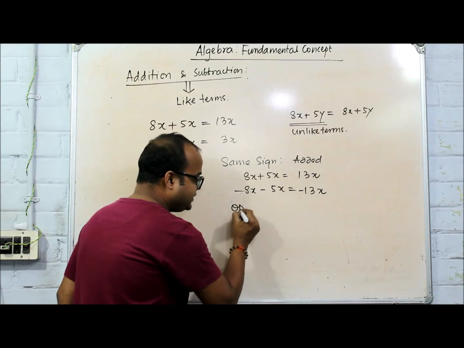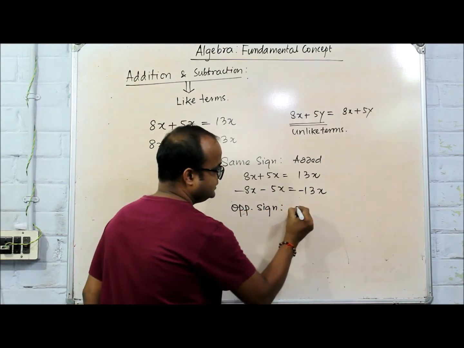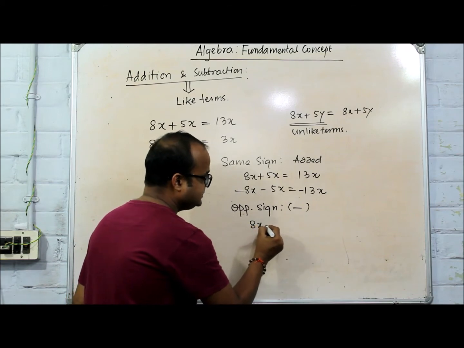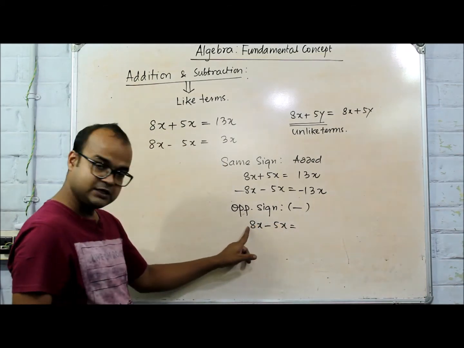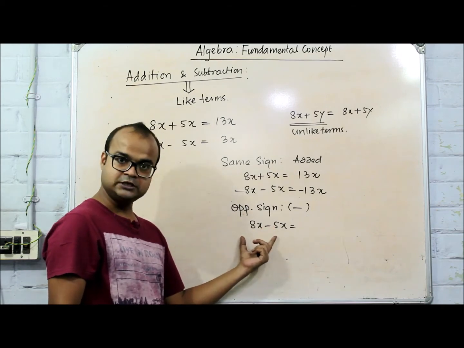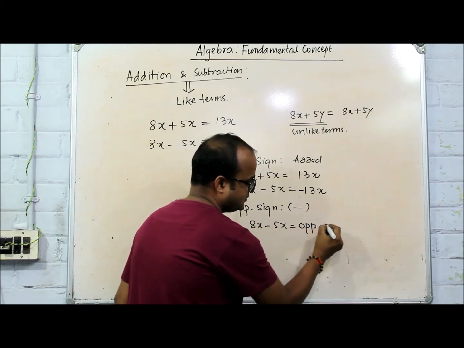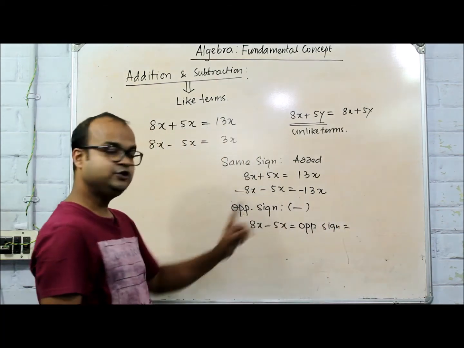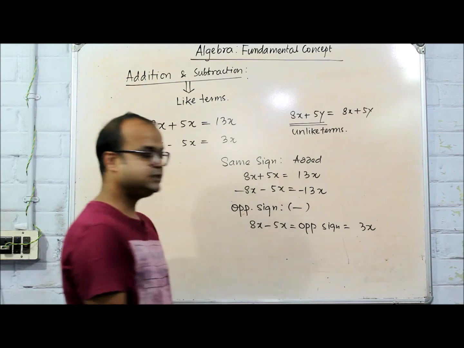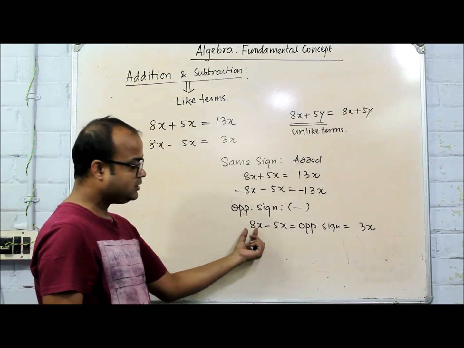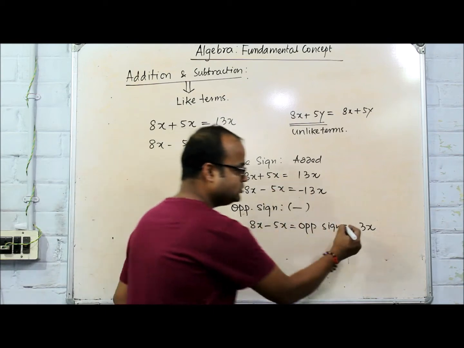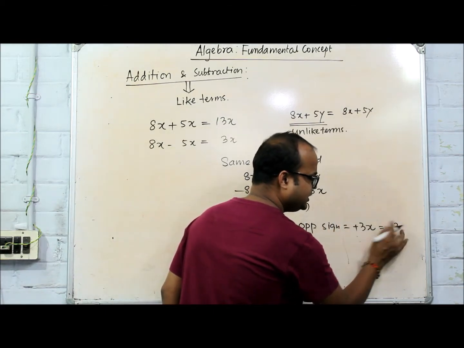Now, if they are opposite sign, we need to subtract. Suppose, for example, 8x minus 5x. The sign of this term is plus, sign of 5x is minus, opposite sign, so we need to subtract. 8 minus 5 is equal to 3, so result is 3x. Now, which is a bigger number? 8 is a bigger number. What is the sign of 8? Sign of 8 is plus. So the result will be plus 3x, or you can write it as only 3x.